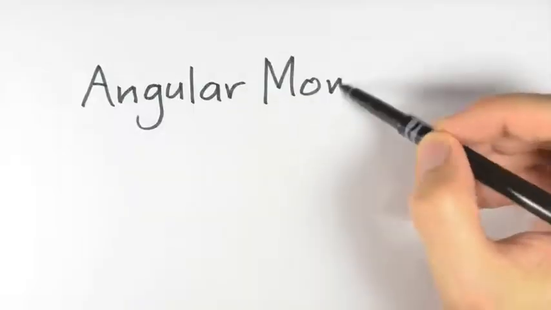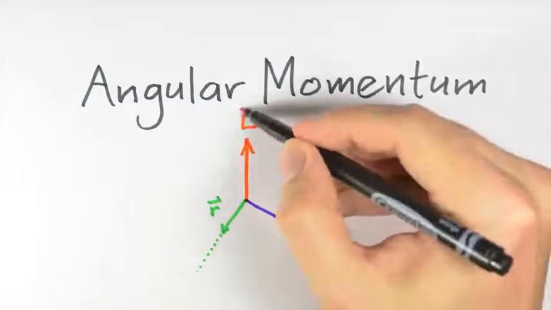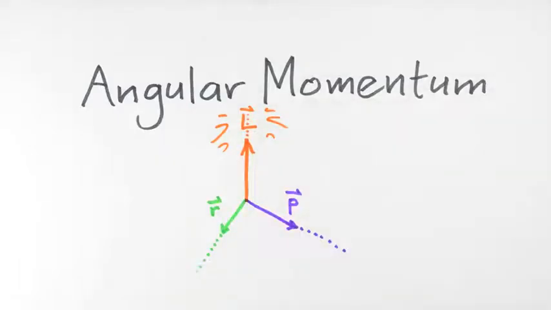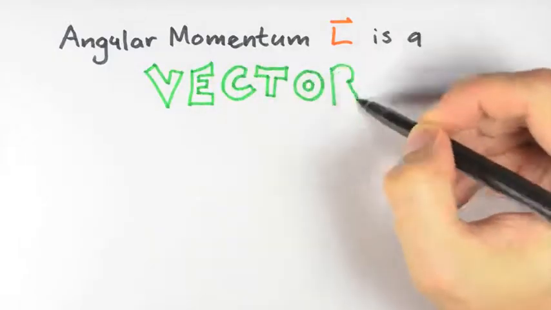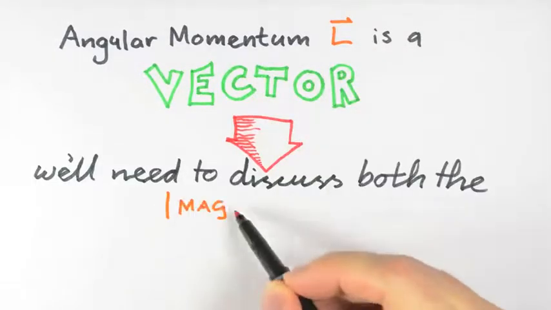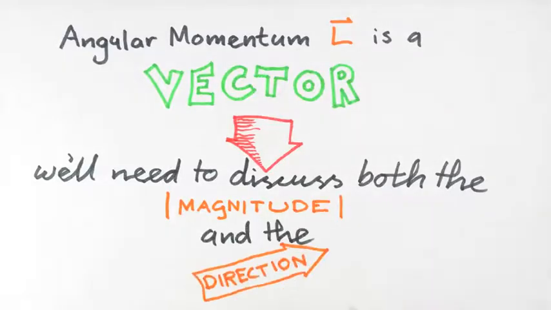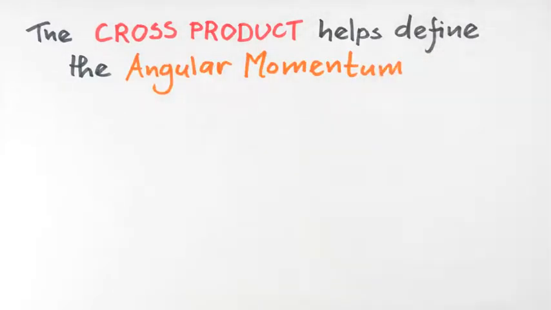Today we're going to start to explore what angular momentum is and how it is used to describe rotational motion. We'll see that angular momentum is a vector and, so, as you might expect, we'll need to discuss how we can determine both the magnitude and the direction of this quantity. We'll soon see that the vector operation, the cross product, is involved in defining the angular momentum vector.